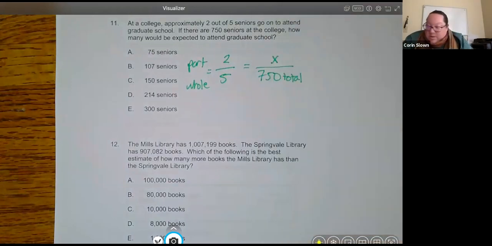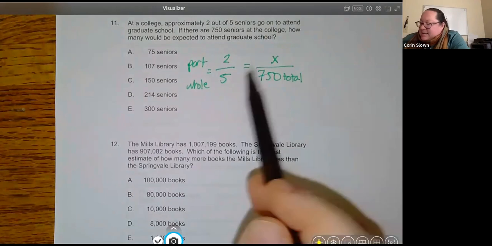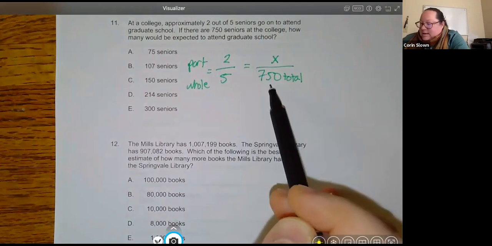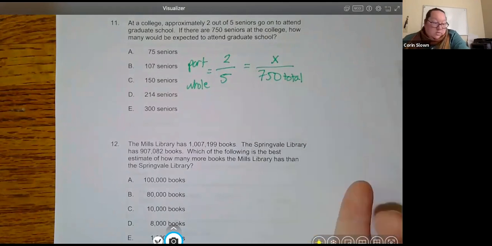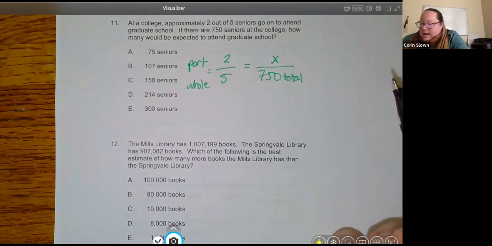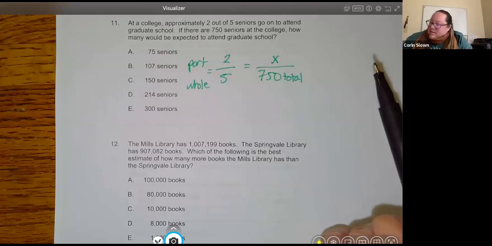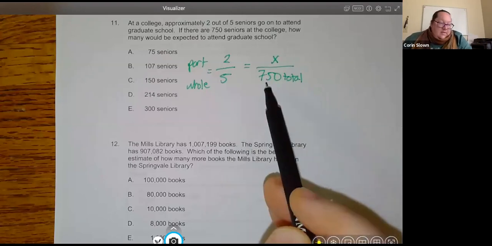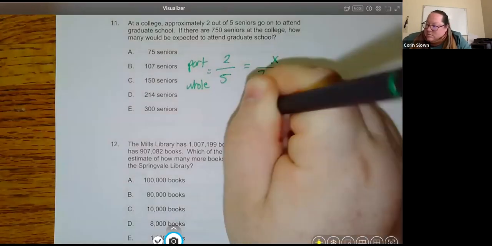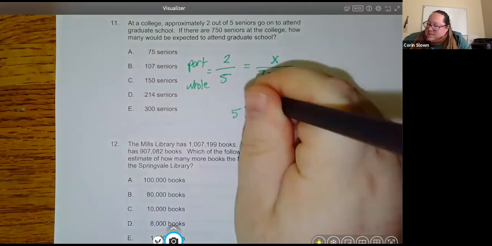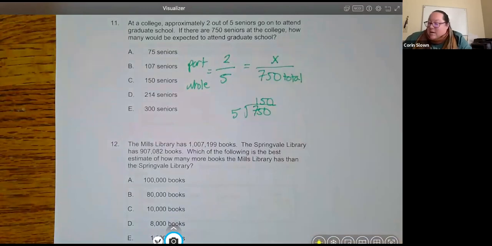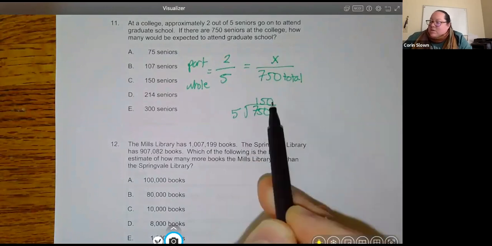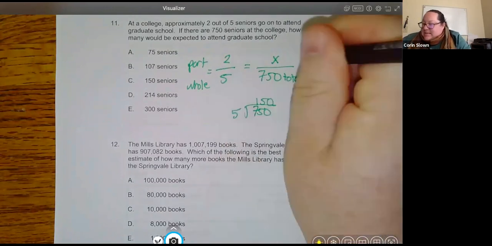There are a couple of ways we can do this that will help simplify the math. We can multiply these two together, so 2 times 750, and then divide by 5. That's one strategy. The other strategy is to think, if I take 5 and divide that into 750, how many is that? 5 goes into 75 15 times, which gives me 150. Now if I simplify to 150, I can multiply 150 by 2, and that tells me that x is 300.